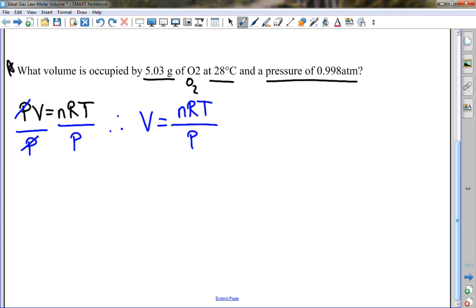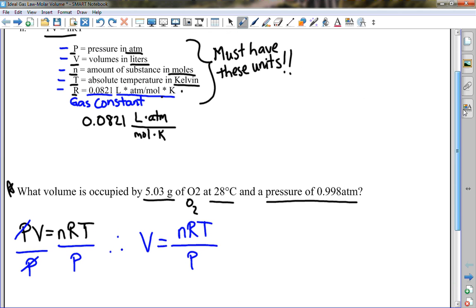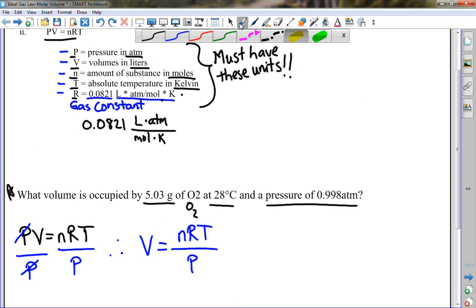But before you can really begin, you have to make sure these units are correct. And remember, you just learned some very specific units. Pressure has to be in atmospheres, volume has to be in liters, which we're solving for, n is in moles, temperature is in Kelvin, and then your R has those specific units.